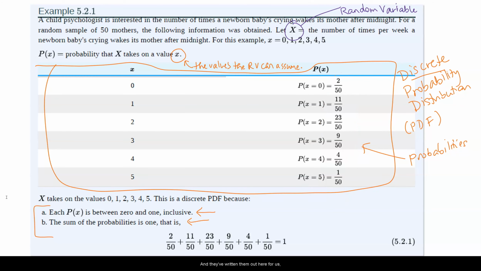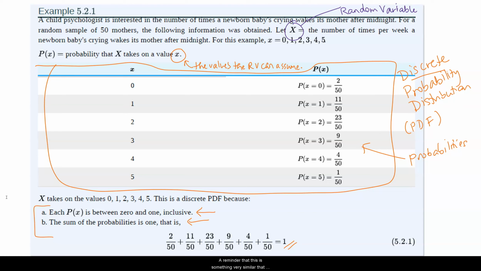And they've written them out here for us: 2 50ths plus 11 50ths plus 23 50ths plus 9 50ths plus 4 50ths plus 1 50th. If we add up all those numerators, 2, 11, 23, 9, 4, and 1, we should get 50. 50 divided by 50 gives us 1.